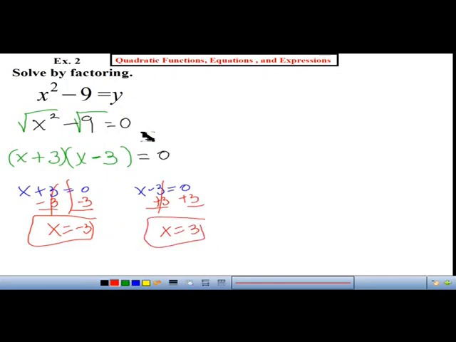This is called solving by factoring, but this is a binomial. It's a difference of squares. That's why we use the square root shortcut right here. Copy that, please.